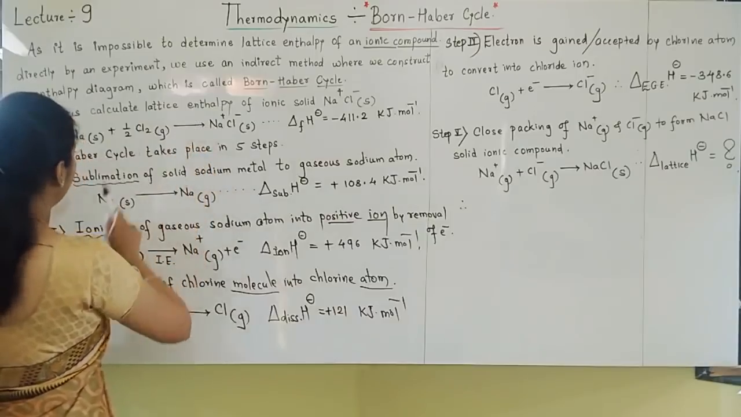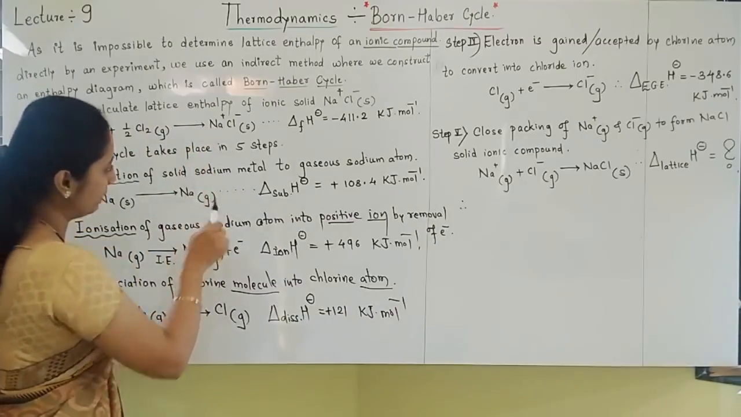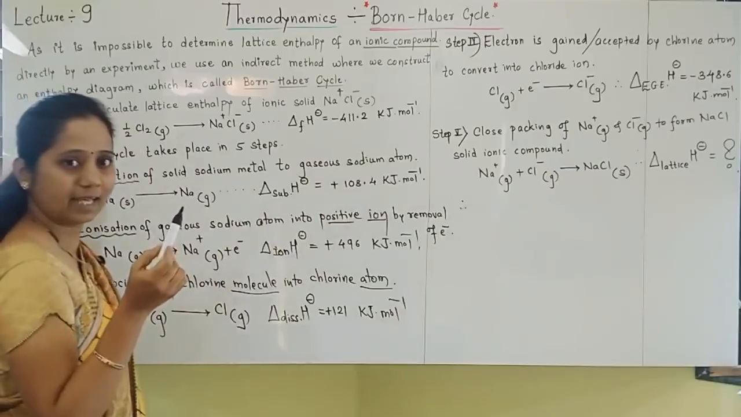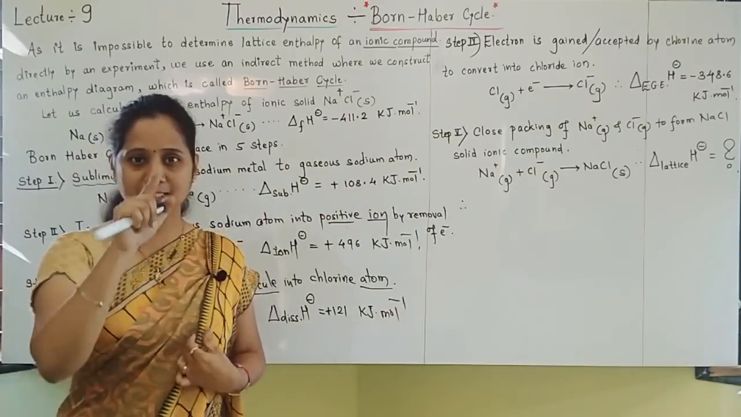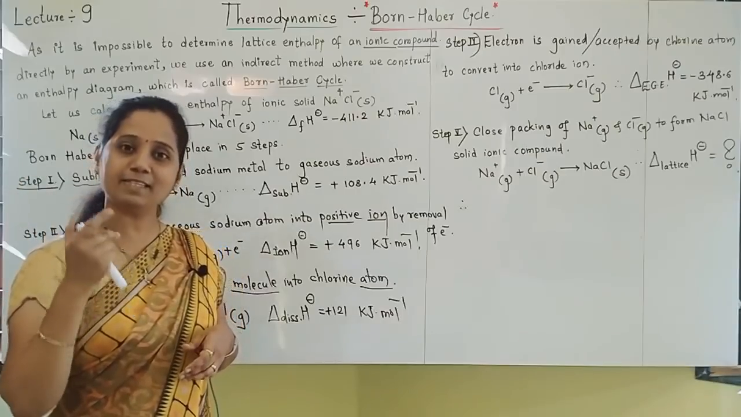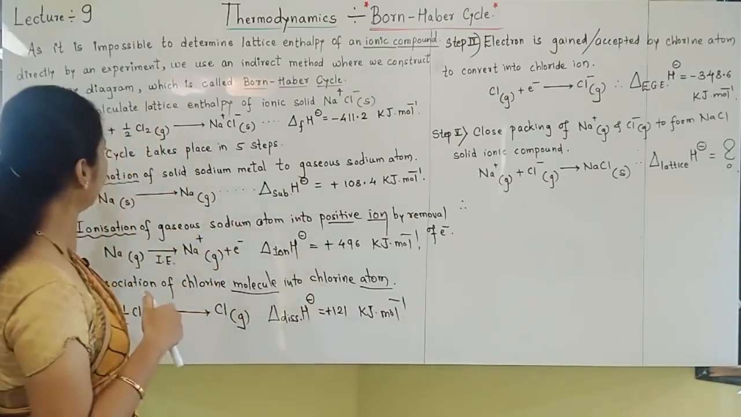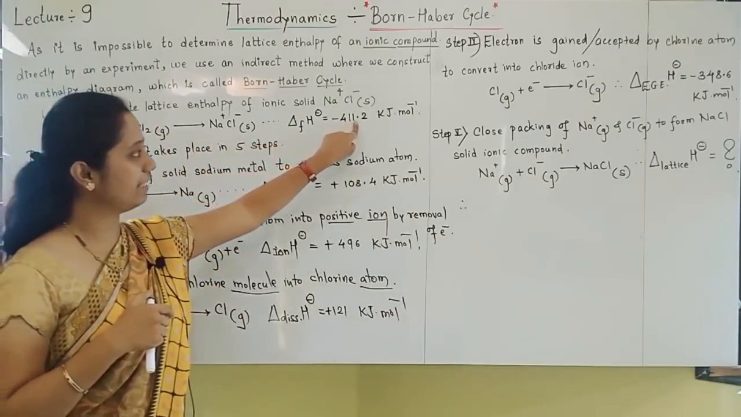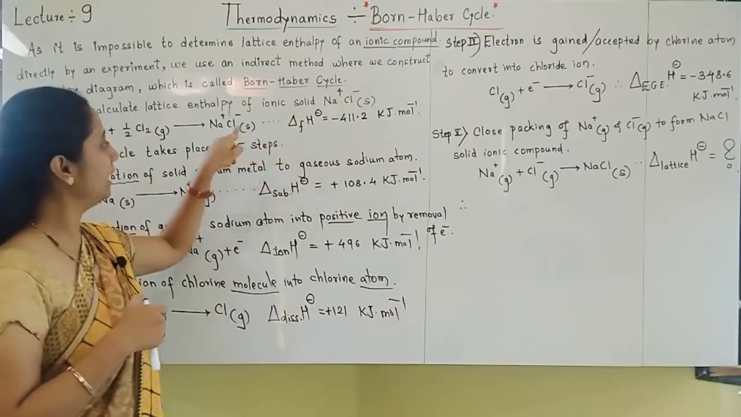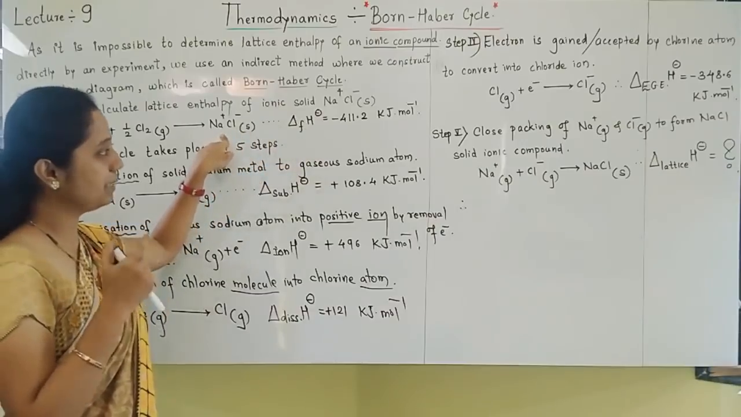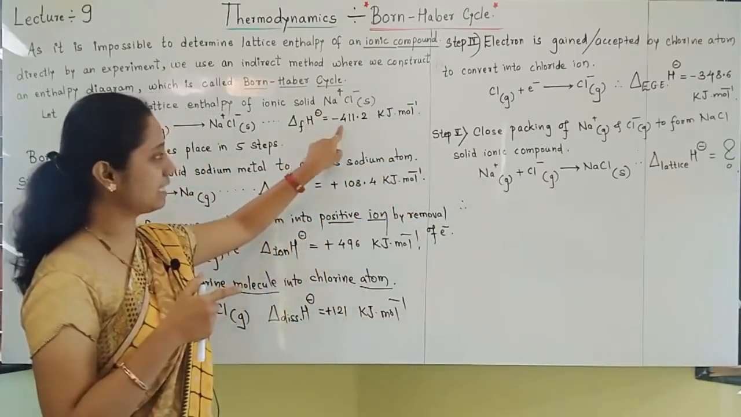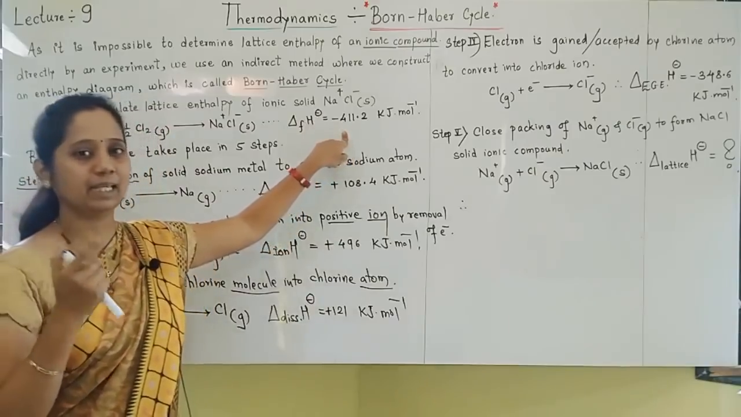This reaction can take place in this one step, or it may take place in these 5 steps. In both cases, Hess law states what? Whether the reaction takes place in one step or in many steps, enthalpy always remains constant. So whatever enthalpy this is, minus 411.2, this much enthalpy is required for formation of ionic compound NaCl. That will be the same when we add these 5. After adding all these 5 also, we should get the same answer, because finally enthalpy will remain constant.